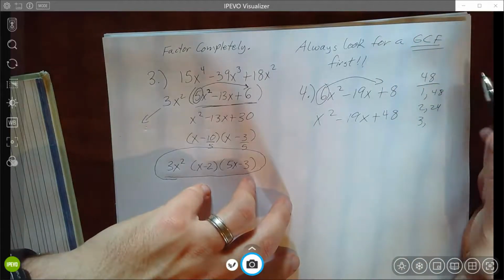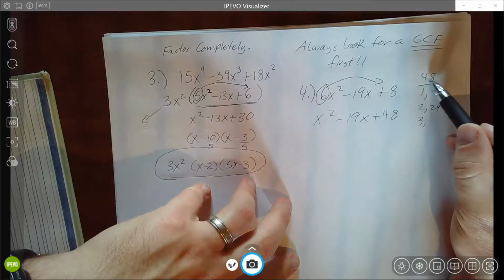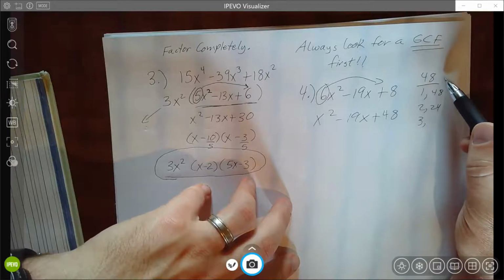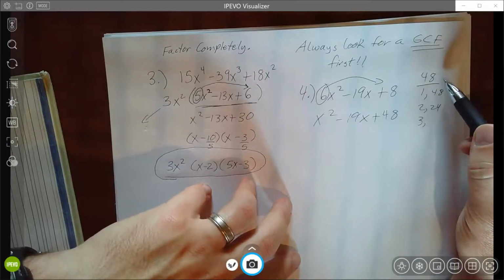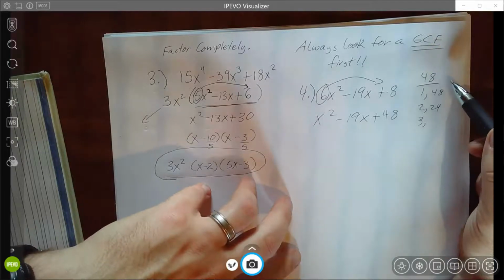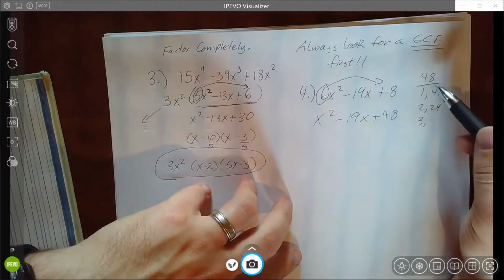Let me give you a little trick here. If you want to know if something is divisible by 3, you can take the digits of the number, like here it's just a 4 and an 8, and add those digits. And if that comes out to be a multiple of 3, then 3 will go into it. It's kind of a neat trick. 8 plus 4 is 12. 3 is a factor of 12, or 12 is a multiple of 3. So I know that 3 will go into 48.